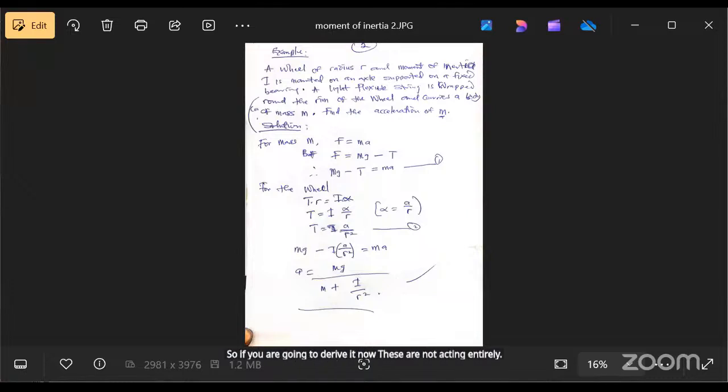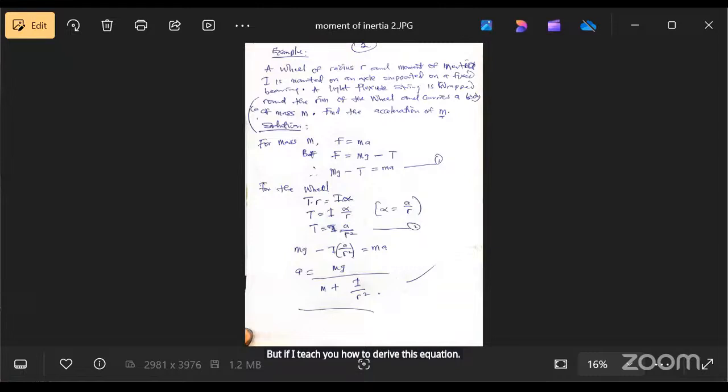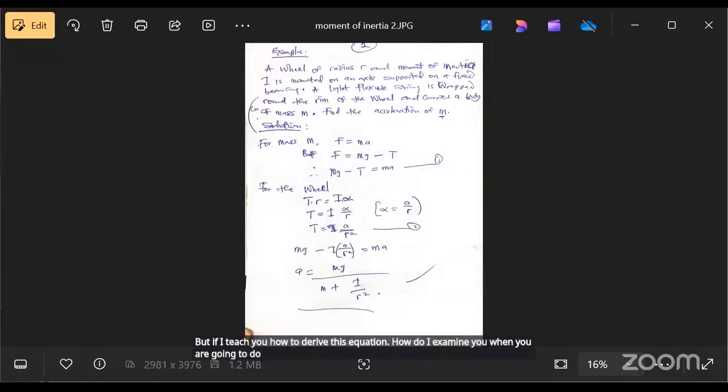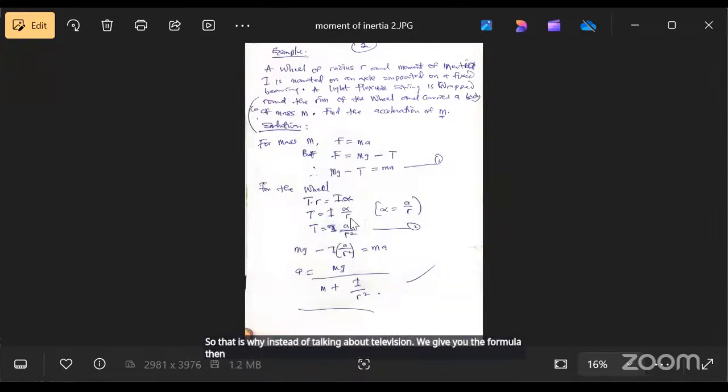If we were teaching you so that you will be able to write an exam with paper and pen, not multiple choice questions, then we would go into details of how to derive all these equations. But if I teach you how to derive these equations, how do I examine you when you are doing multiple choice questions? That is why, instead of talking about derivation, we give you the formula, then you are able to apply it. So a good student who wants to remember, you can see I'm talking. Who is the one to say sir?